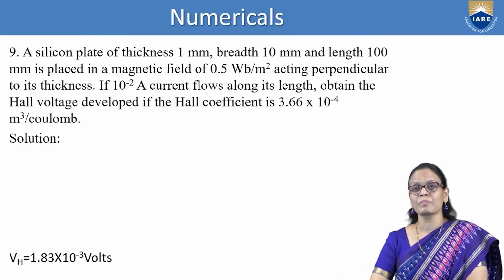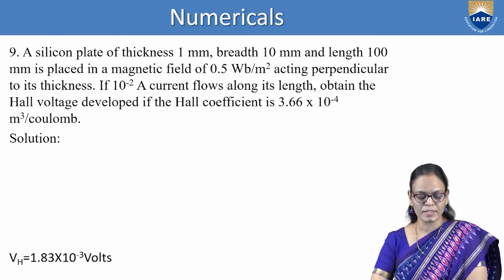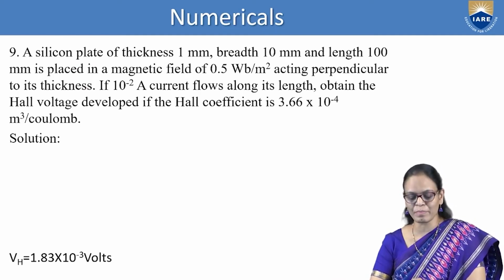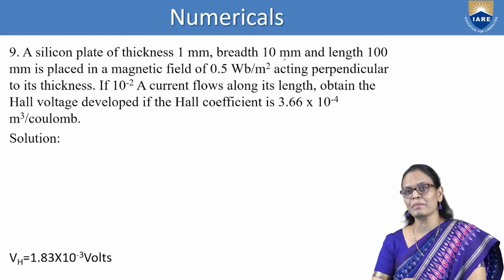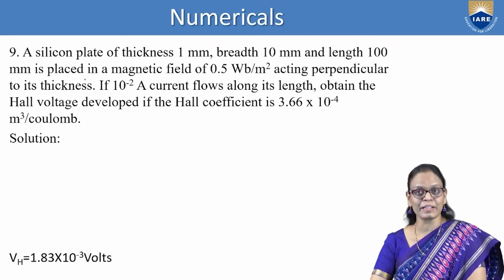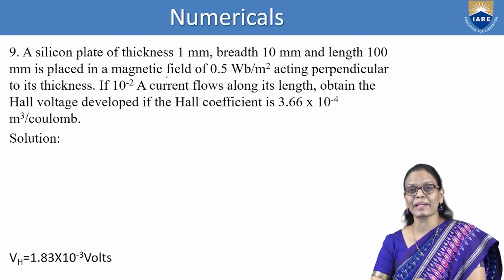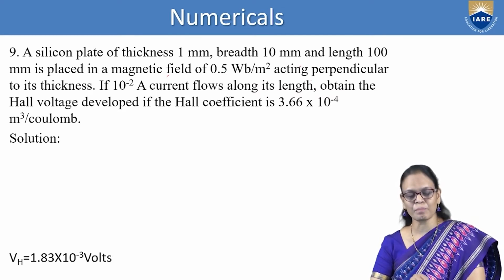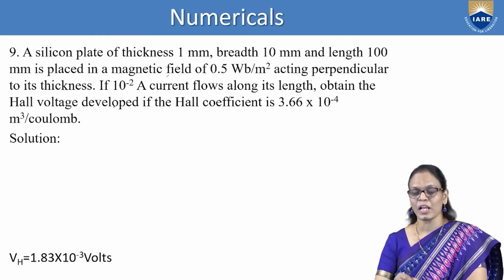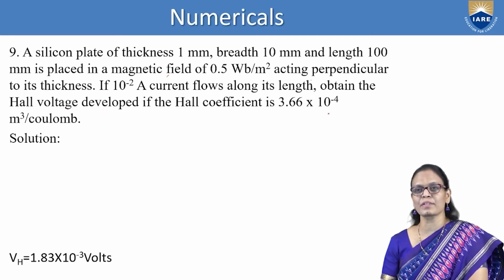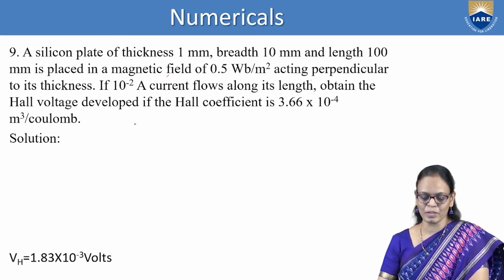The next problem is on Hall effect. A silicon plate of thickness 1 millimeter, breadth 10 millimeter and length 100 millimeter is placed in a magnetic field of 0.5 Weber per meter square acting perpendicular to its thickness. If 10 power minus 2 ampere current flows along its length, obtain the Hall voltage developed if the Hall coefficient is 3.66 into 10 power minus 4 meter cube per coulomb.